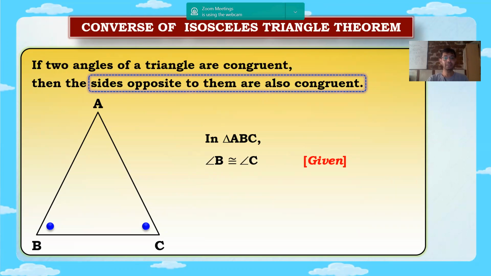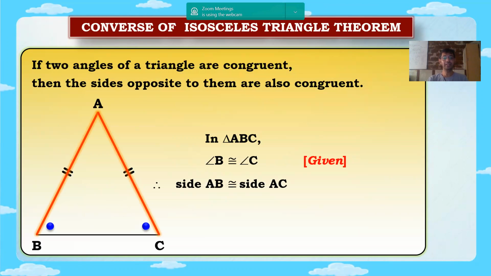Then they are saying that side opposite to them are also congruent. मतलब दो angles का opposite side भी congruent होगा. ठीक है, so I'll say that side AB will be congruent to side AC. ठीक है, therefore side AB is congruent to side AC. इसको हम बोलते हैं converse of isosceles triangle theorem. They are saying that if two angles are equal, the side opposite to them are also equal.